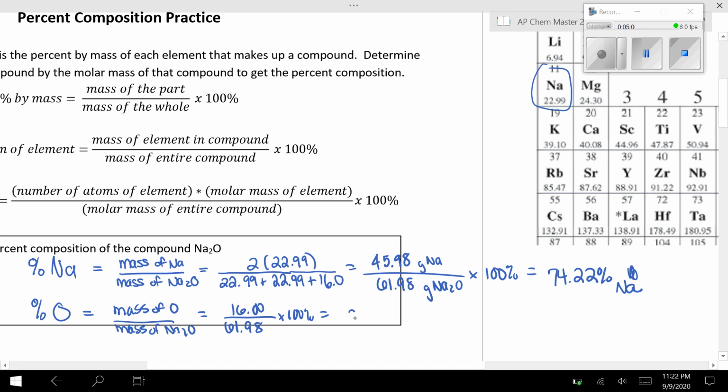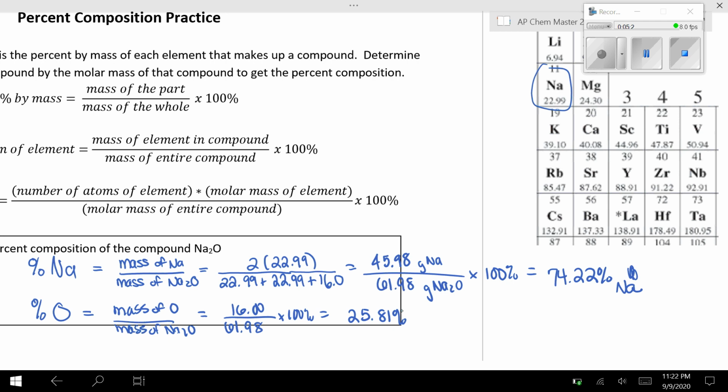So this is 25.81% here. Cool. So there we go. It looks like they're rounding. I don't know if they quite exactly add up to 100, but that's okay. So that's how you find the mass percent of elements in a compound.